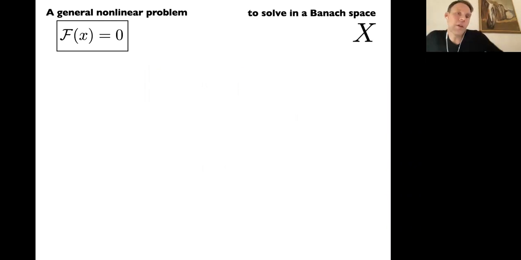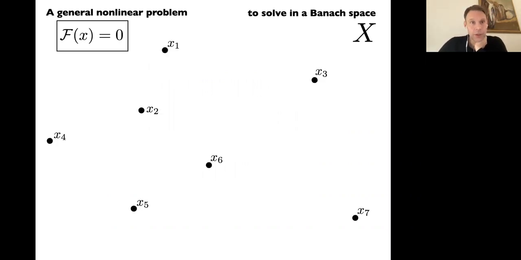Okay, so we have a general nonlinear problem which we want to solve in a Banach space. It's nonlinear, so there could be a lot of different solutions.